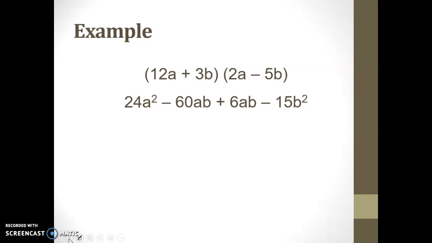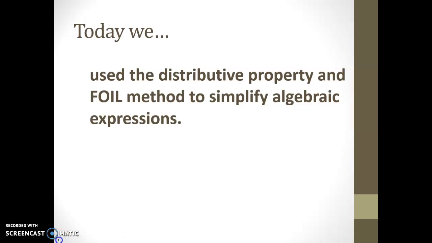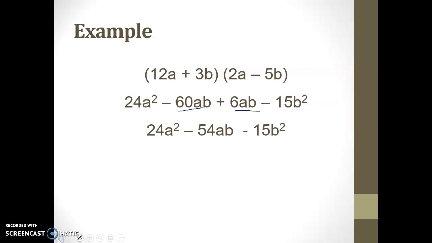Multiplying that, we get 24a squared minus 60ab plus 6ab minus 15b squared. Using that first, outside, inside, last, we can combine our ab terms because they have the same variable with the same exponents. Sorry, I went too quickly there. Our final answer is 24a squared minus 54ab minus 15b squared.